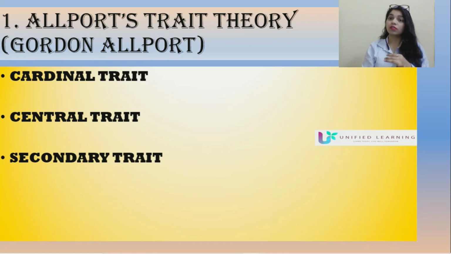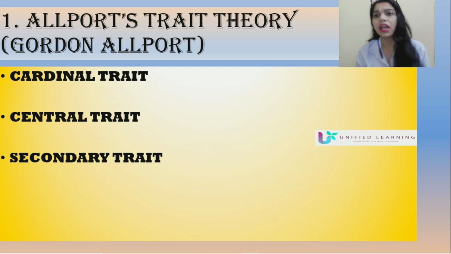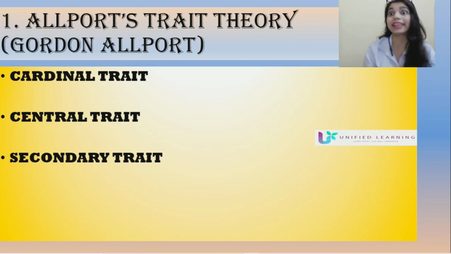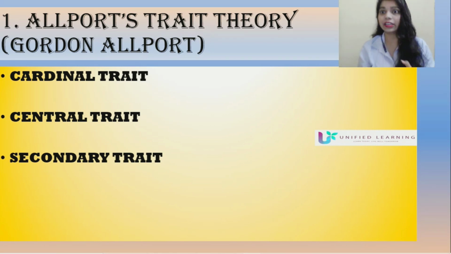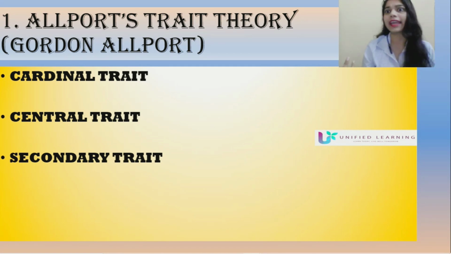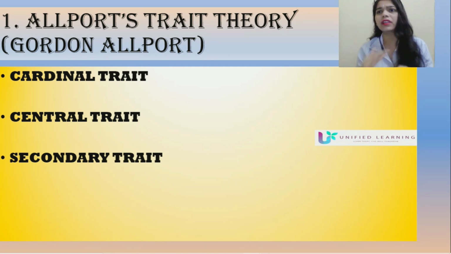Next is secondary traits. Secondary traits are much less effective and less characteristic, and they are not much considered when we talk about the personality of a person. For example, if a person likes mangoes, likes wearing ethnic clothes, or likes being in more casual clothes, these are not usually used while describing the personality of a person.